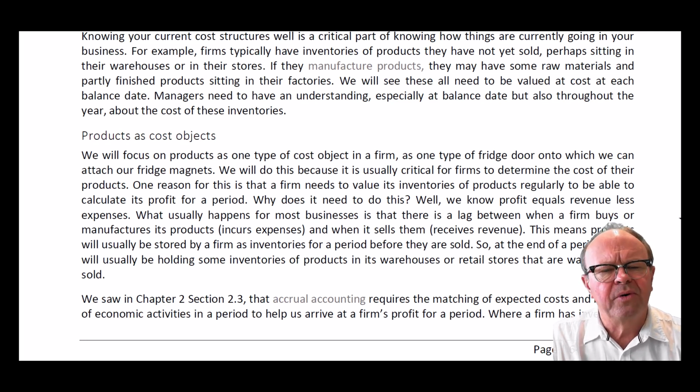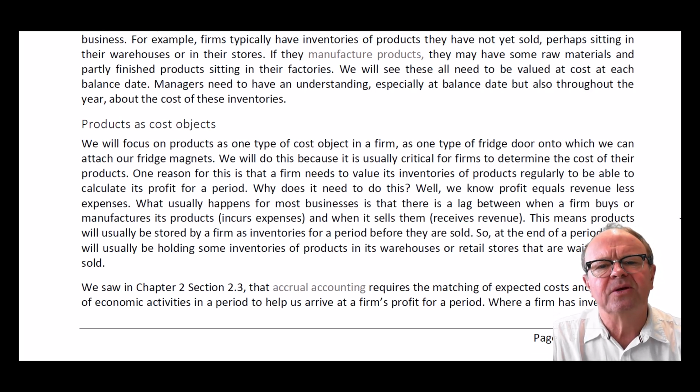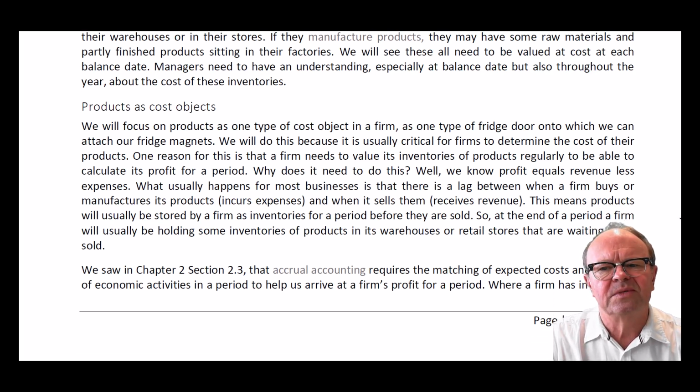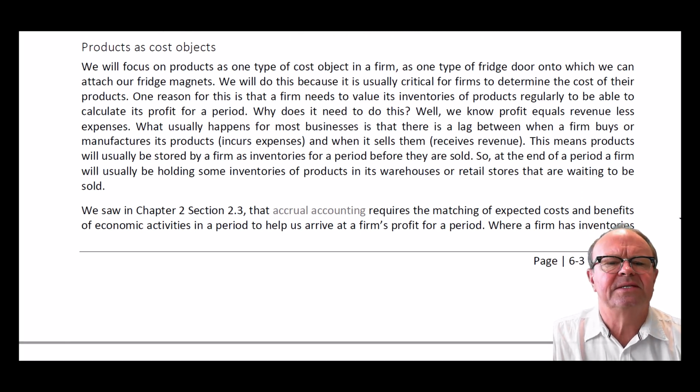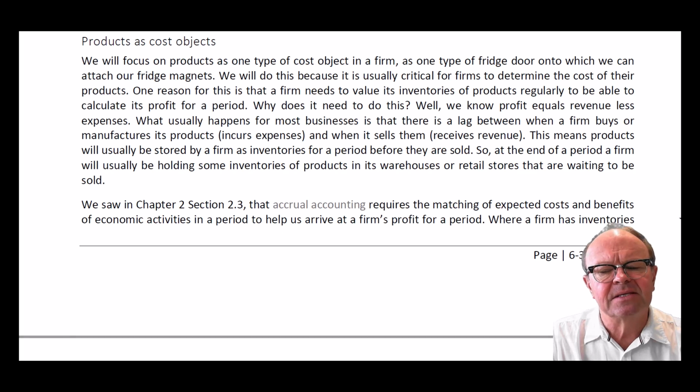Products are cost objects. We will focus on products as one type of cost object in a firm, as one type of fridge door onto which we can attach our fridge magnets. We'll do this because it is usually critical for firms to determine the cost of their products. One reason for this is that a firm needs to value its inventories of products regularly to be able to calculate its profit for a period. Why does it need to do this?